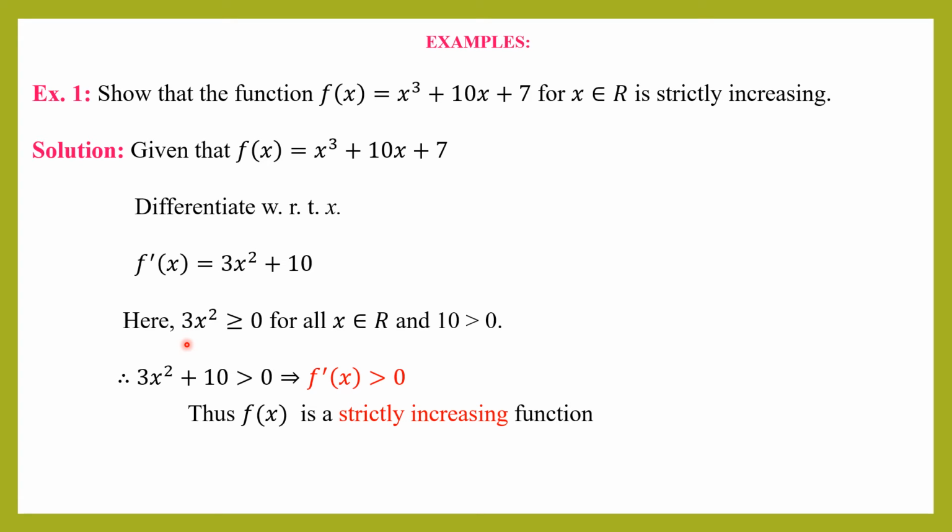Here 3 is a constant term, and x square is also positive. Therefore 3 multiplied by x square is greater than or equal to 0 for all x belongs to R. And we know that 10 is also positive, 10 greater than 0. Therefore their addition, 3x square plus 10, is greater than 0, which implies f dash of x is greater than 0. Thus f of x is a strictly increasing function.